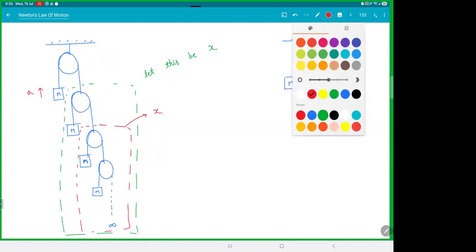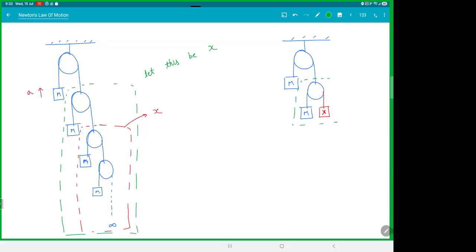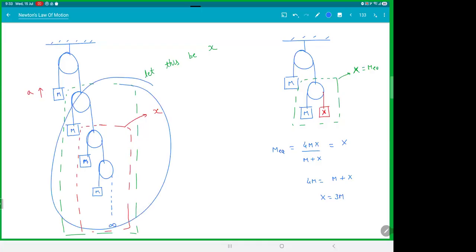But what did you say? You said this whole thing was also X, isn't it? So the M equivalent was X for this. But what is the formula for M equivalent? M equivalent is 4 into M into X by M plus X, which should be equal to X. So we get 4M is equal to M plus X. Therefore, X is equal to 3M. So this whole infinite thing on the right side is equal to a 3M block.